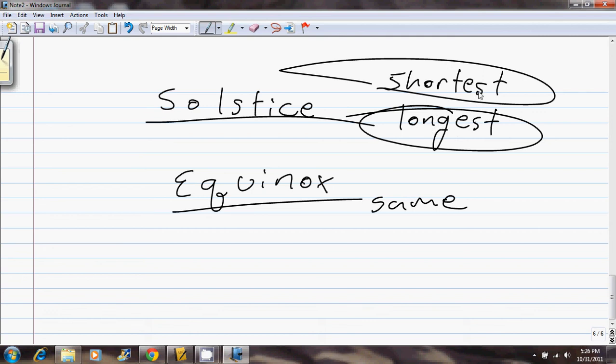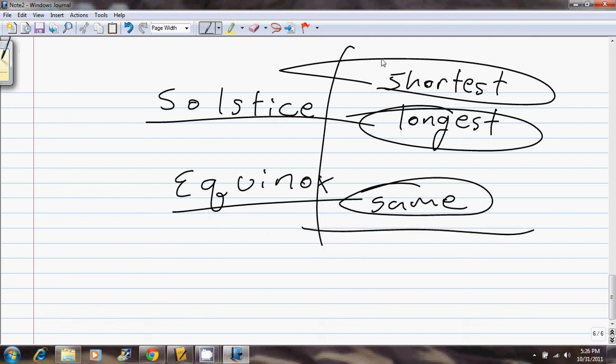Equinox means it's the same. So this is going to happen in the fall and the spring when you have an equal 12 hours. So that's the difference between the solstice and the equinox. And make sure you don't confuse which one's which. Alright, so that's my lesson on Earth in space.